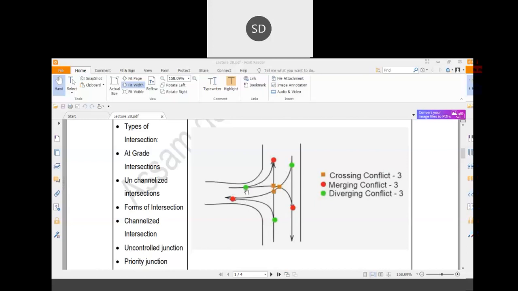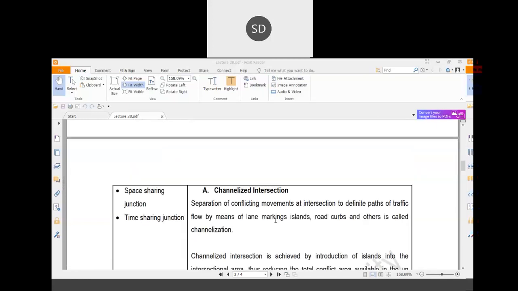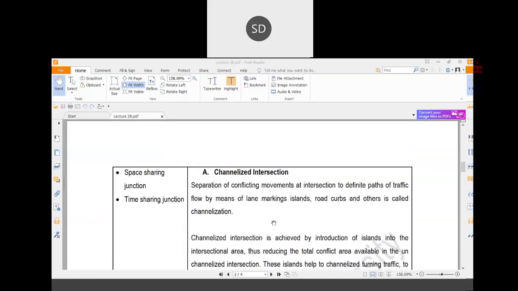Now here this traffic will diverge and merge to another conflict point. So these yellow markings are your diverging conflict points. What is the number of diverging conflict points? 3. And here also 3 merging conflict points are there, because the vehicle which diverges will merge at another point, so there would be a merging conflict point. So in general, your merging conflict points would be equal to your diverging conflict points. So this is all about your at-grade unchannelized intersection.